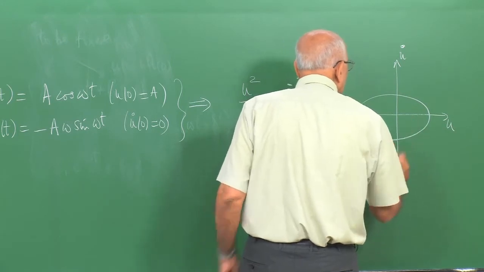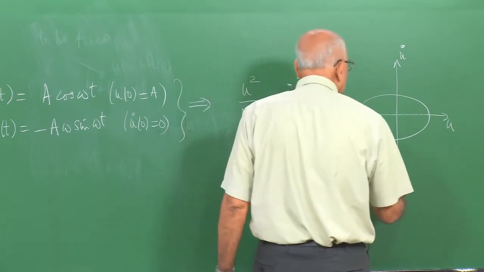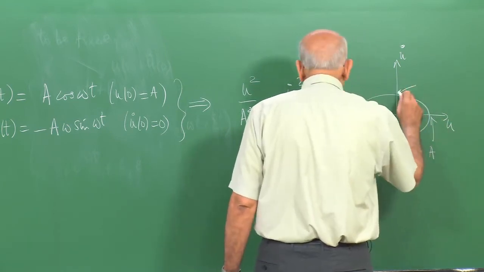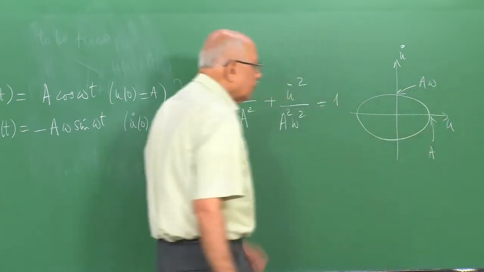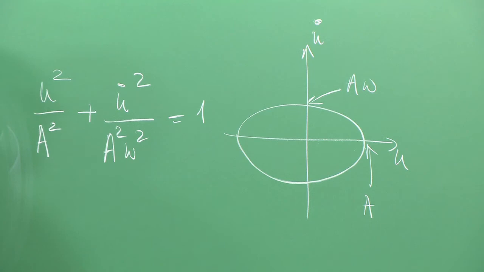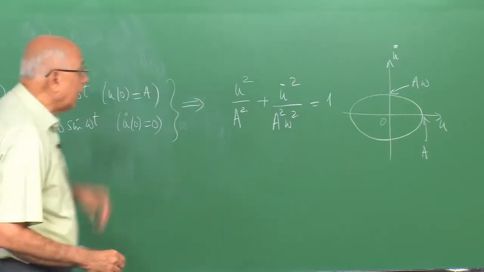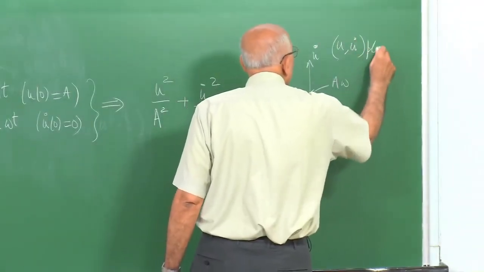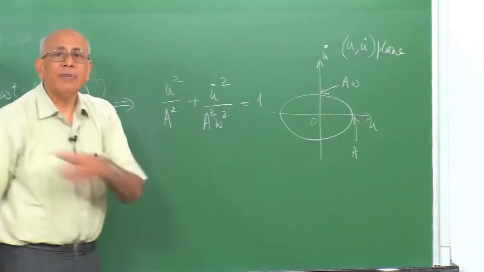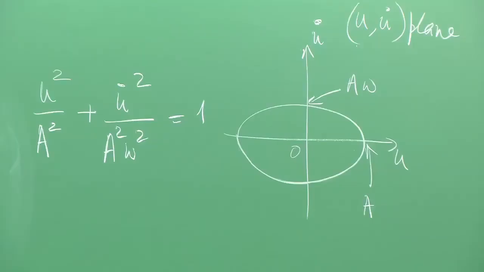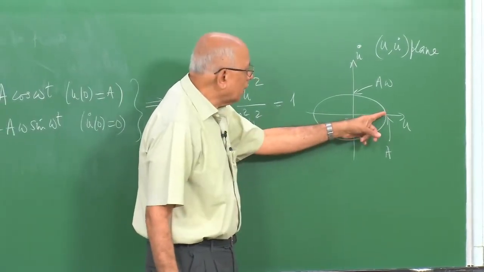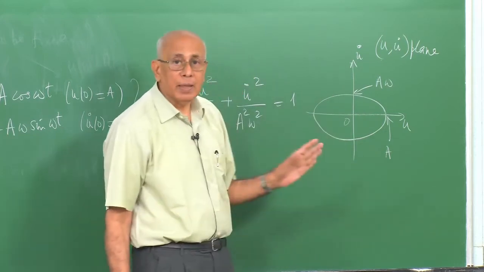it looks like this, and I will come in a minute to in which direction this ellipse is traversed. This here is the semi major axis, which is a, and this here is the semi minor axis, which is a omega out here, and the ellipse is centered about the origin in the u dot plane. So I should call this the u dot plane, and it is called the phase plane in this problem, but we will come to that in a second. And this tells you now that for this motion at any instant of time, the system or the particle is on this ellipse and no other place.